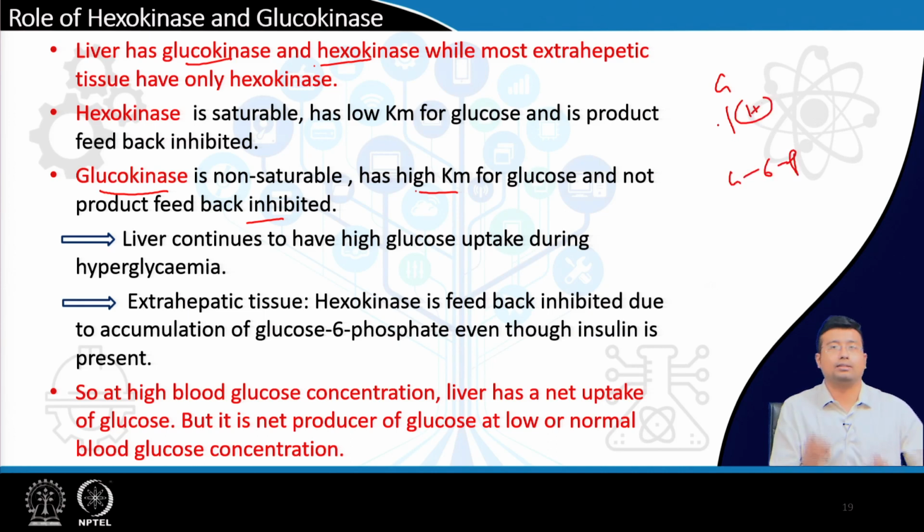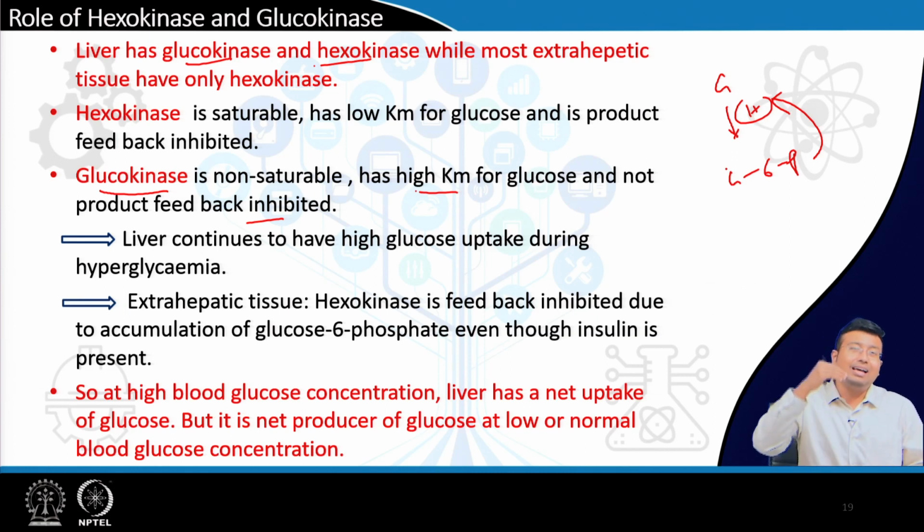There is the enzyme hexokinase, I discussed in the feedback inhibition. Once glucose 6 phosphate is formed, it will inhibit hexokinase from converting further glucose to glucose 6 phosphate. This inhibition is not present in case of glucokinase. Therefore, the liver can continue to have high uptake of glucose and thus it acts as a storehouse of glucose, whereas in extrahepatic tissues, even if insulin is present, the glucose uptake will be inhibited, right.